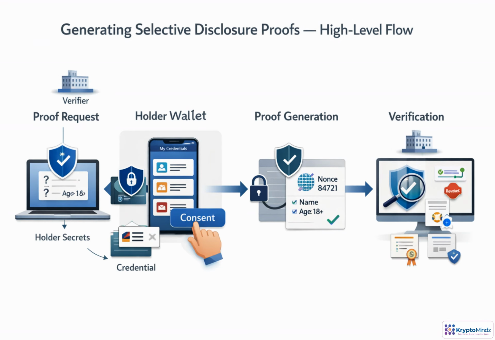In a typical flow, the verifier asks for specific claims, such as age over 18, and includes a fresh challenge or nonce. The holder's wallet finds credentials that can satisfy the request, then asks the user to approve what will be revealed. Using the credential, holder secrets, and nonce, the wallet creates a proof instead of sending the full credential. The verifier checks the proof, issuer trust, revocation status, and whether the policy is satisfied.